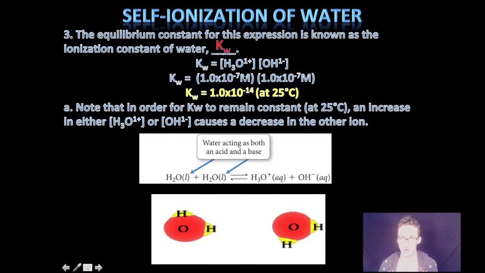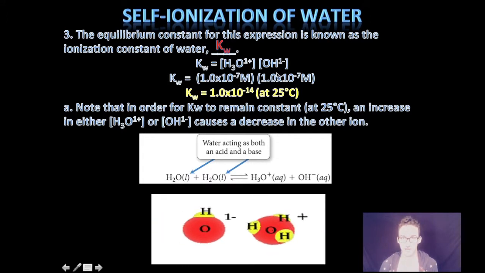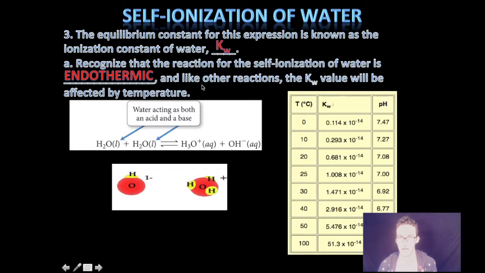Each of those concentrations are going to be the same for the hydronium and hydroxide ion, and those will each be 1 × 10⁻⁷ at 25 degrees Celsius. Therefore, the Kw value at 25 degrees Celsius is going to be 1 × 10⁻¹⁴, or just the product of those two values. It is important to recognize that this reaction is an endothermic reaction.